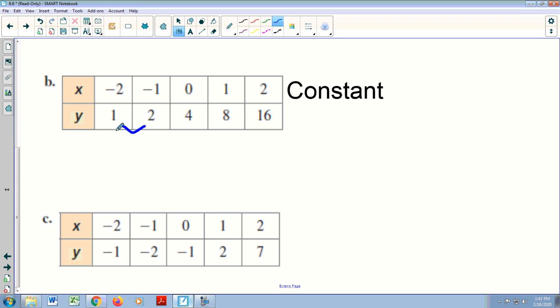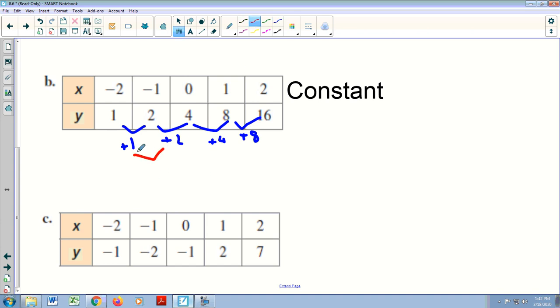1 to 2 is +1. 2 to 4 is +2. 4 to 8 is +4. 8 to 16 is +8. I know it's not linear because it's not the same. Now I could check the quadratic, so I'm going to check that second difference.